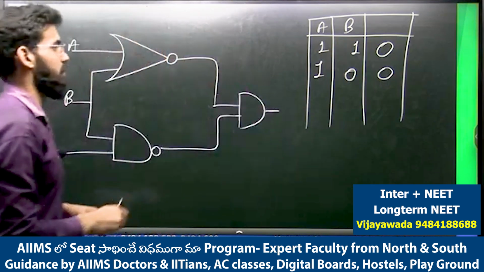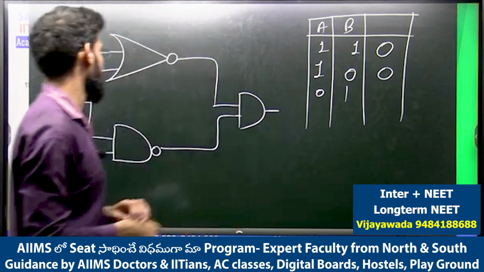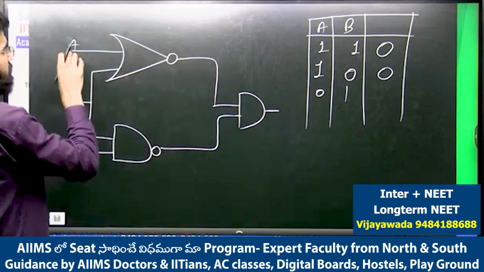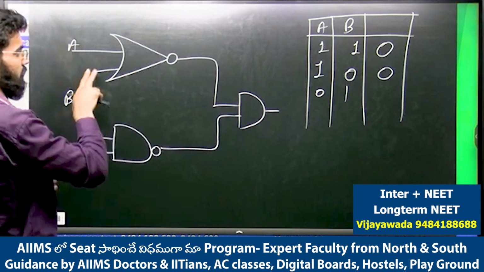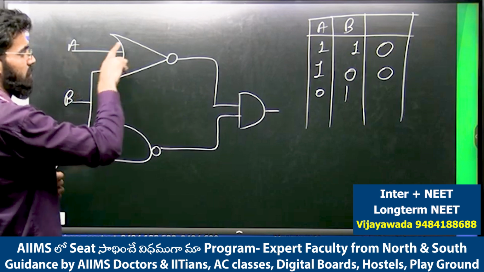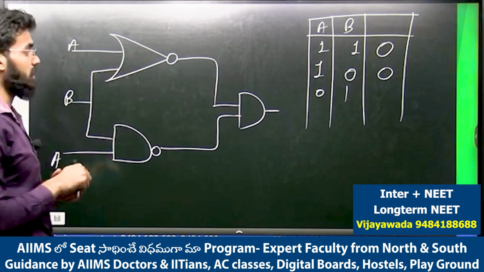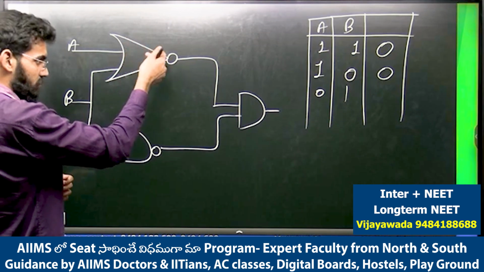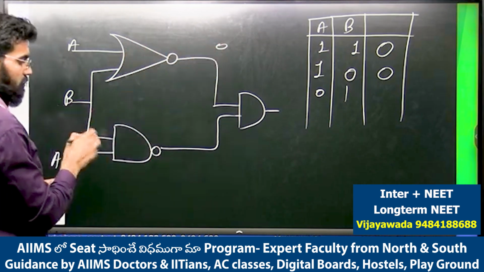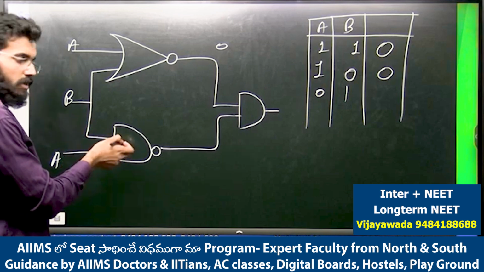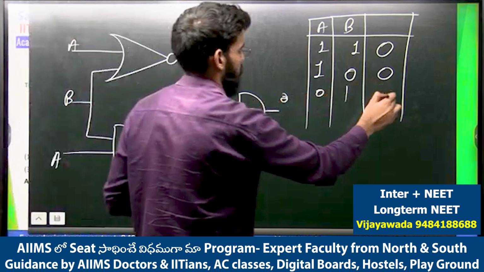Now next take 0, 1. I think it will work similarly, but let's see. A is 0, B is 1. 0 and 1 in the OR gate gives 1, and NOT is there, so 0. Here the AND gate with 0 and 1 gives 0, and then NOT is there, so 1. Then 1 and 0 through the AND gate gives 0. So this is also 0.